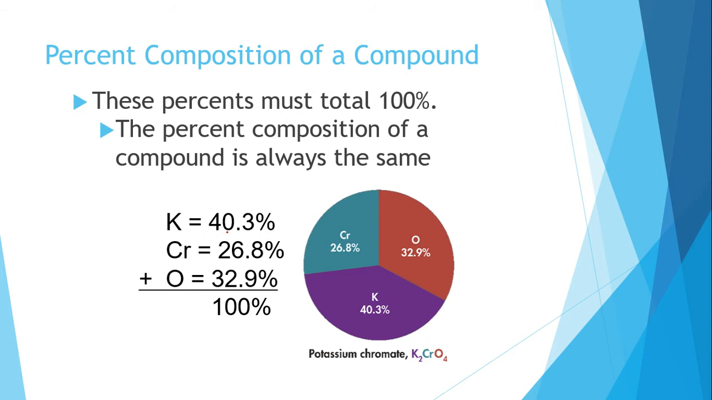In fact, potassium chromate's mass comes mostly from potassium, which is 40.3% of it. 26.8% of the mass comes from chromium, and 32.9% comes from oxygen. Note that all of these percents add up to 100. And one thing to note is that the percent composition of elements in a compound is always going to be the same, whether I have 10 grams of potassium chromate or 110 grams.